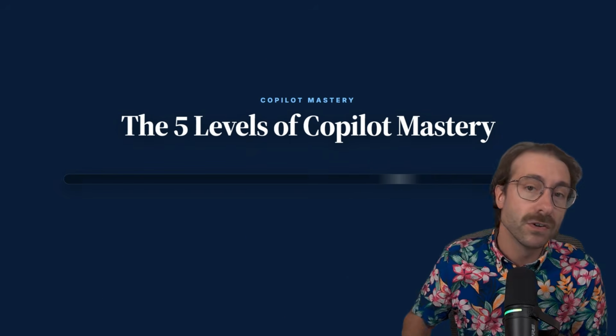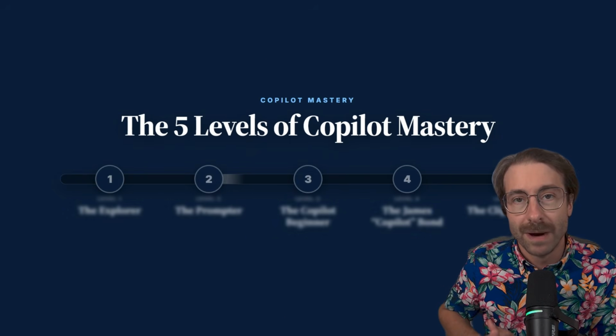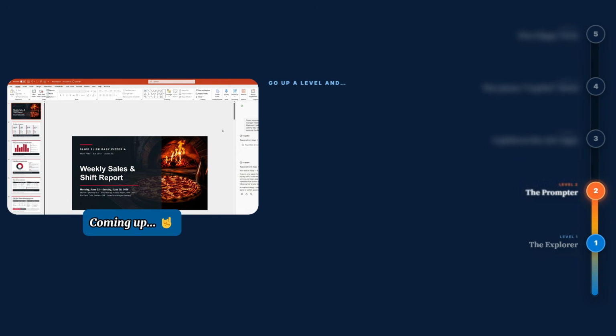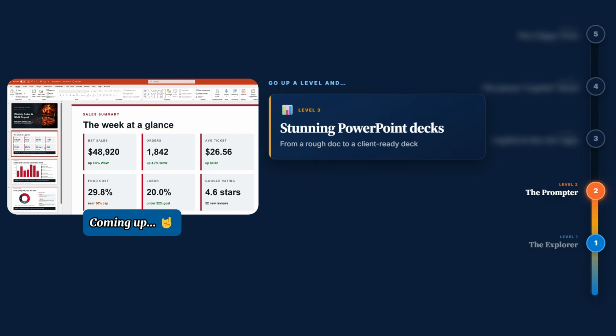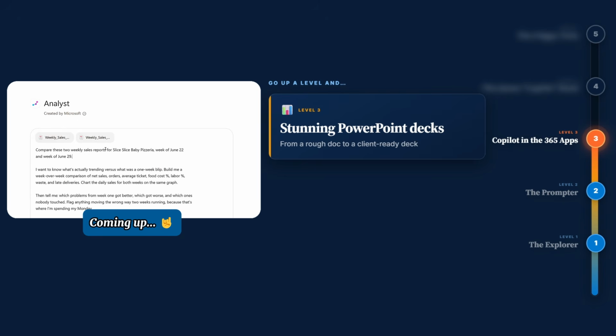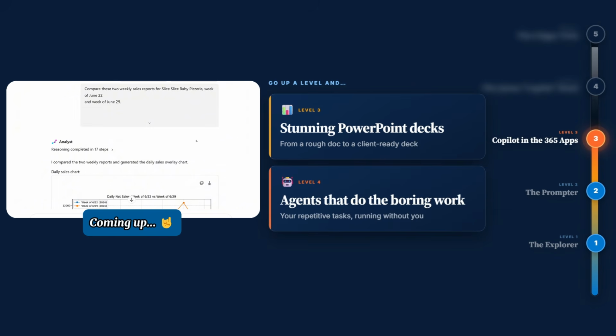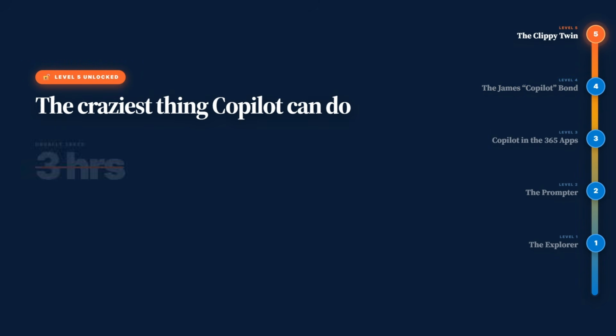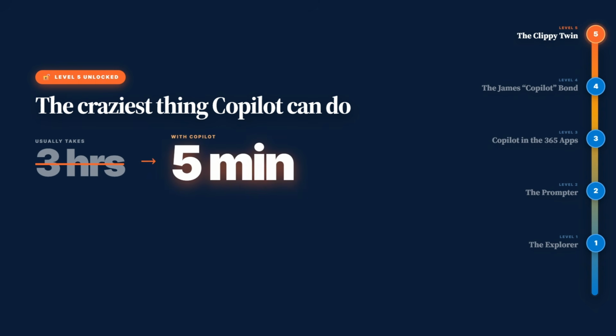There are 5 levels of mastering Microsoft 365 Copilot, and most people know the basics, like typing an email or typing some suggestions or asking basic questions, right? But as we go up each level, we can get Copilot to do some crazy things like crafting stunning PowerPoint presentations or automating your repetitive tasks with Copilot agents. And at level 5, I will show you how Copilot can do the craziest thing and how I legit saved 3 hours in just 5 minutes, and I'm not even sugarcoating, okay?